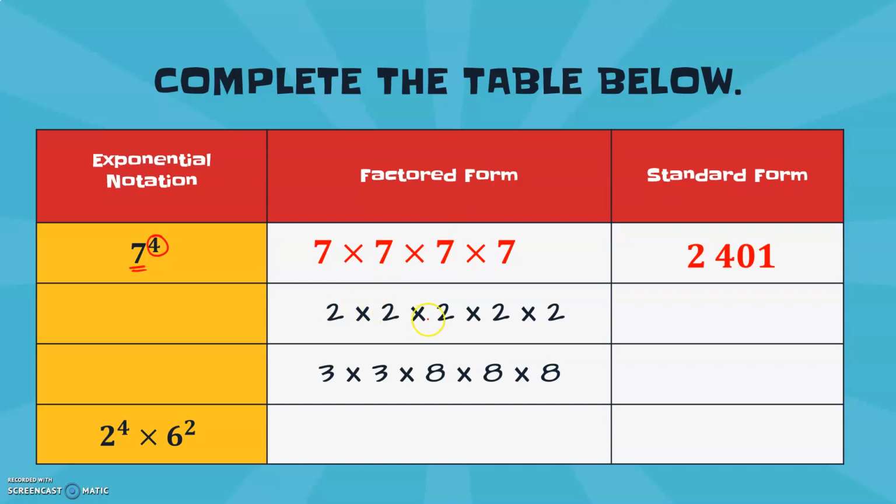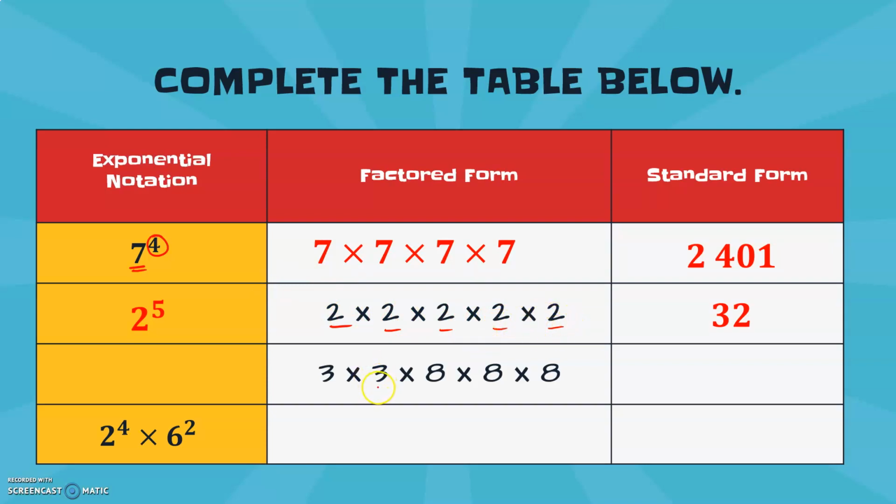We have 2 times 2 times 2 times 2 times 2. These are 1, 2, 3, 4, 5. Okay, we have 5 2's here. Since we multiplied 2 to itself several times, that means 2 is our base. And since we have 5 2's here, it means that the exponent is 5. So the exponential notation is 2 raised to the power of 5. Now if we will solve it, the answer is equal to 32. That's 2 times 2 is equal to 4 times 2, that's 8, times 2 is 16, times 2 is 32.